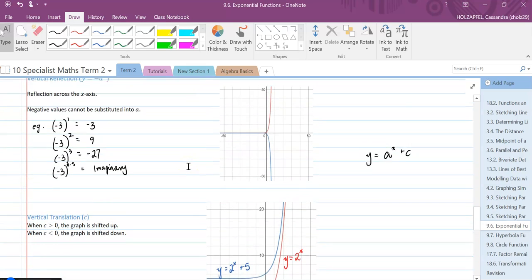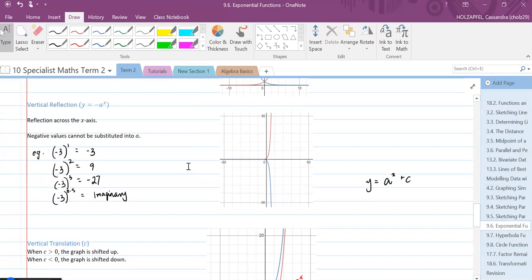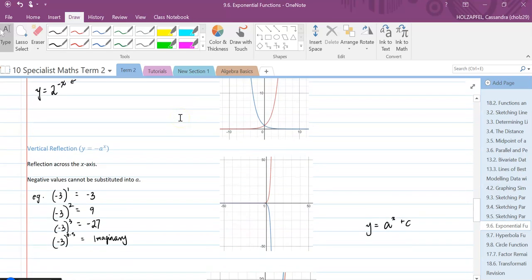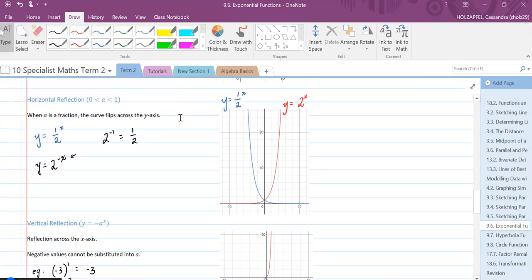Going back up now, just to refresh, we have our vertical reflection. So that's when we have our negative a to the x. And again, the way that this works is that we've almost wrapped some brackets around this a to the power of x and just put the negative in front. So it flips the entire graph across in that vertical direction, so across the x-axis.